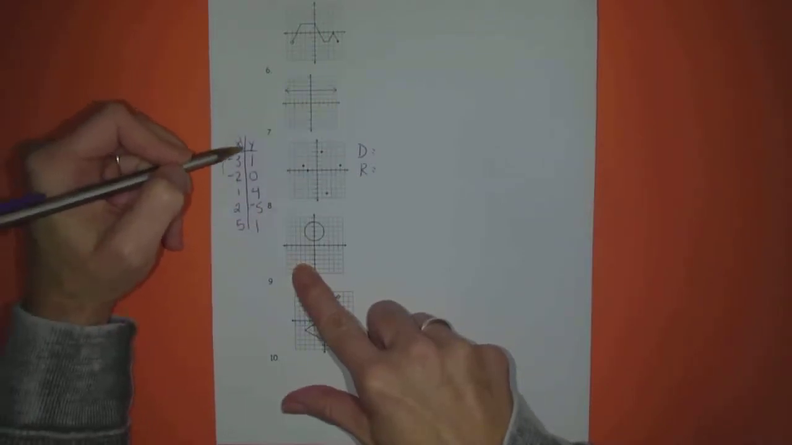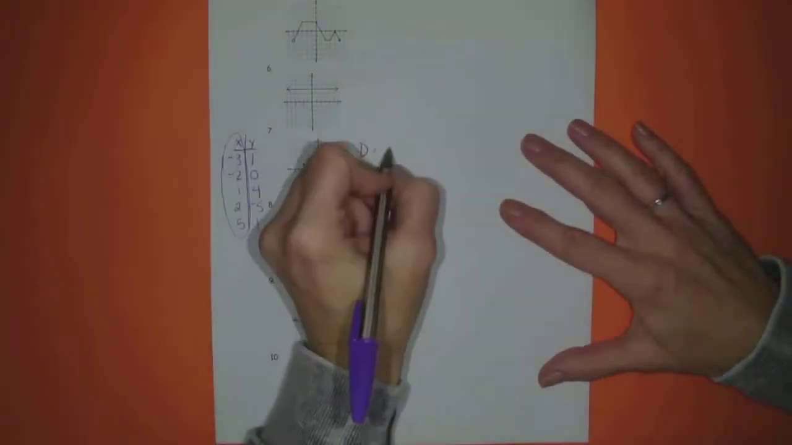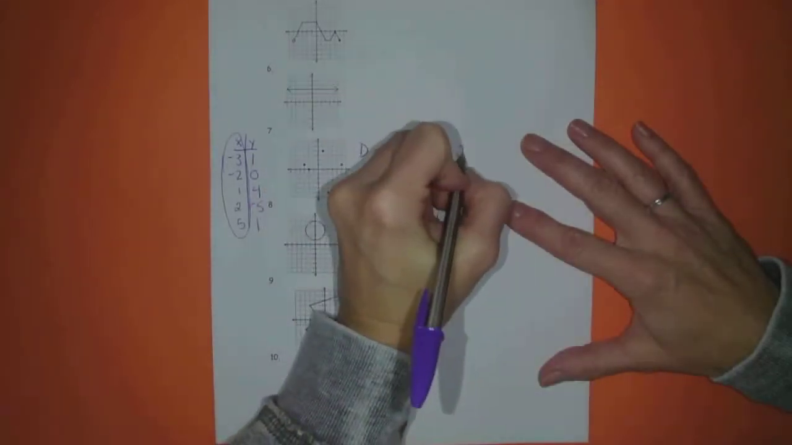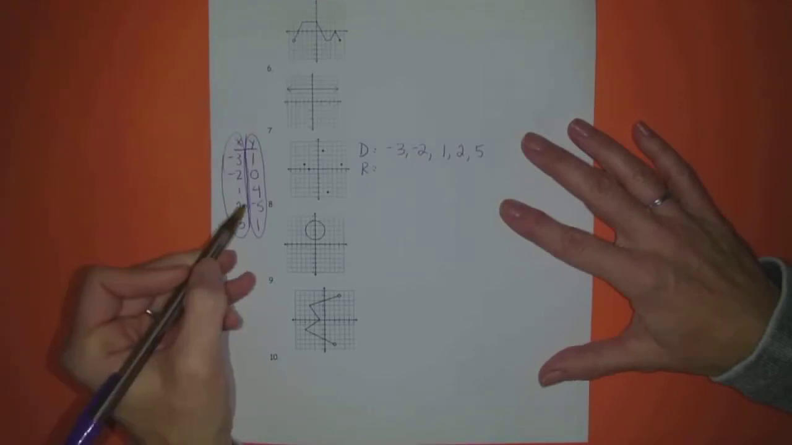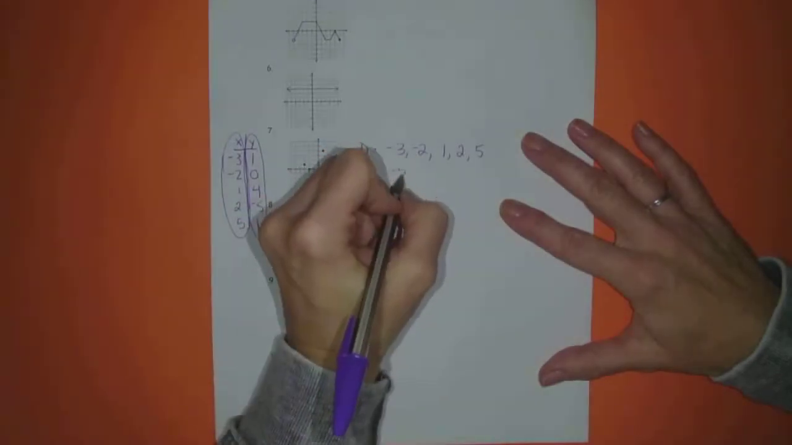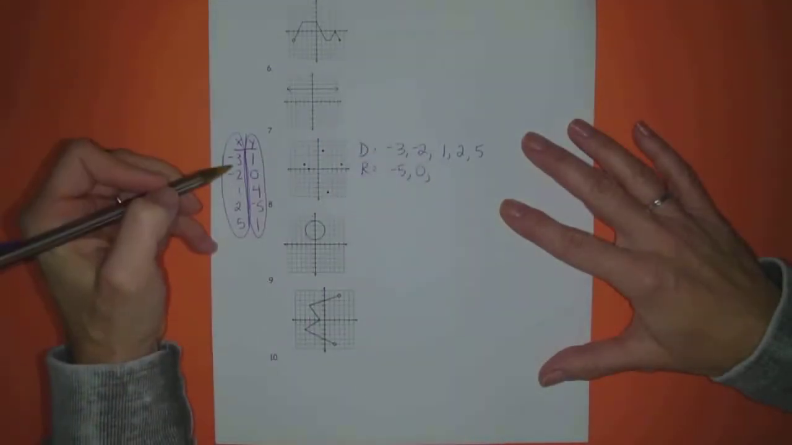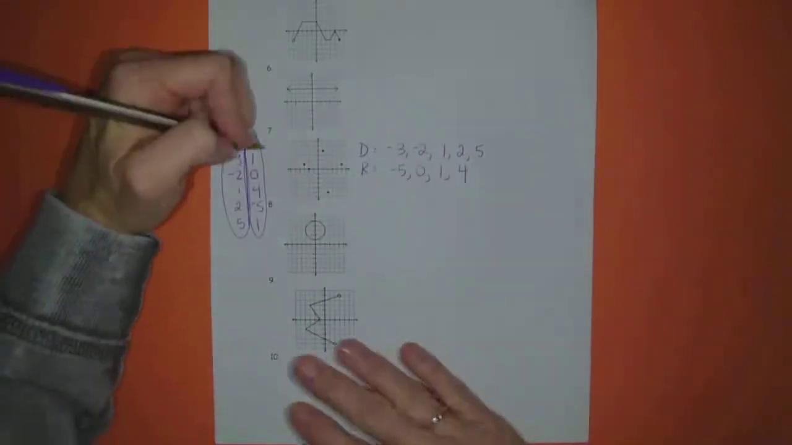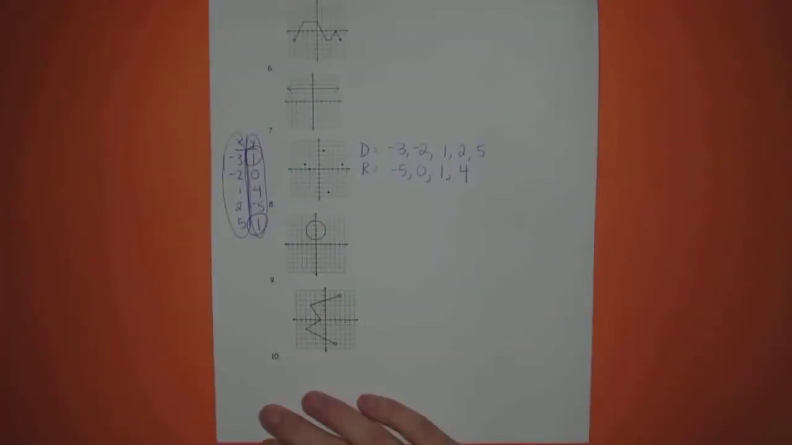So here is my domain. And it looks like it's already ordered from least to greatest: -3, -2, 1, 2, and 5. And my range from least to greatest would be -5, 0, 1, and 4. And again, 1 repeats itself, but I'm only going to write it one time.